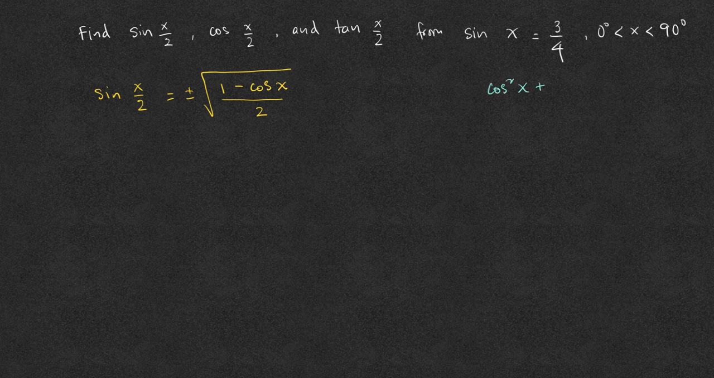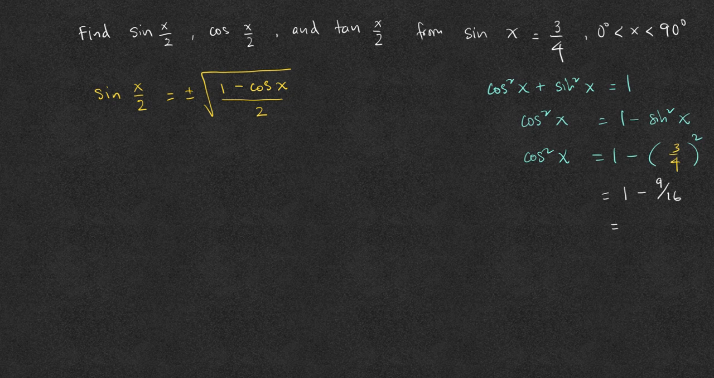Cosine squared of x plus sine squared of x equals 1 is the Pythagorean identity. Isolate cosine squared of x. We have cosine squared of x equals 1 minus sine squared of x. And so cosine squared of x equals 1 minus 3 over 4 squared. Simplifying this, we have 1 minus 9 over 16, which is 16 over 16 minus 9 over 16, which is 7 over 16. And so cosine squared of x is 7 over 16.